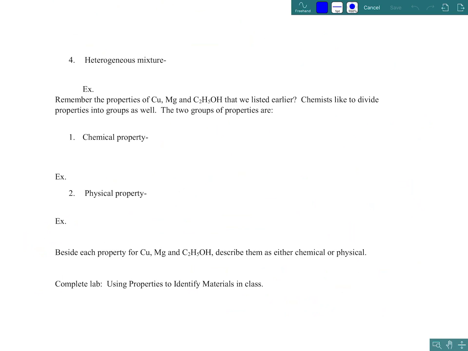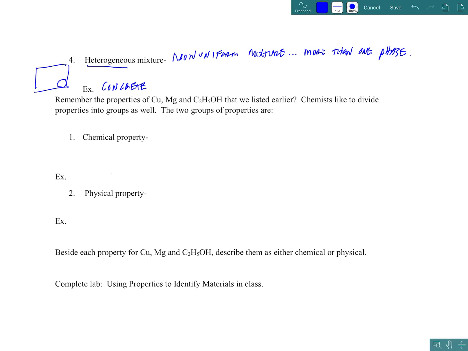So, a heterogeneous mixture, as you might have guessed, is a non-uniform mixture. It's made up of more than one phase. Well, what does that mean? Well, think about this for a minute. What if I had concrete? You know right away that that's not pure. It's lots of different things mixed together. It's heterogeneous. There's more than one phase.